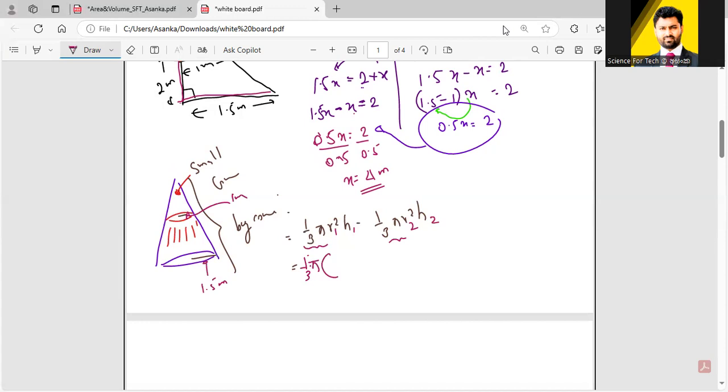Then 1.5 meters squared times h. I found this as 4, and this part is 2, and this part is 4, so the total height should be 6. And minus R2, which is 1 meter squared, times h, which should be 2.